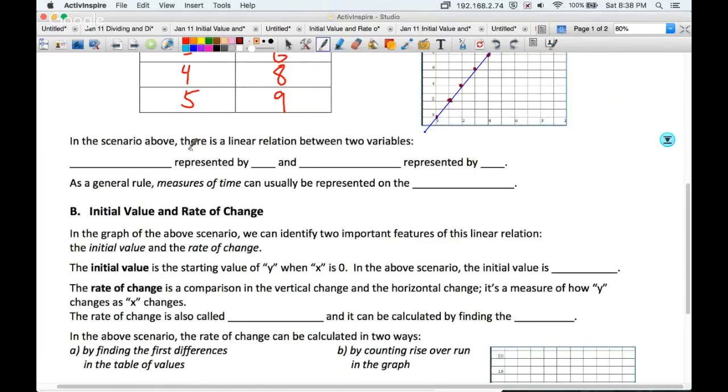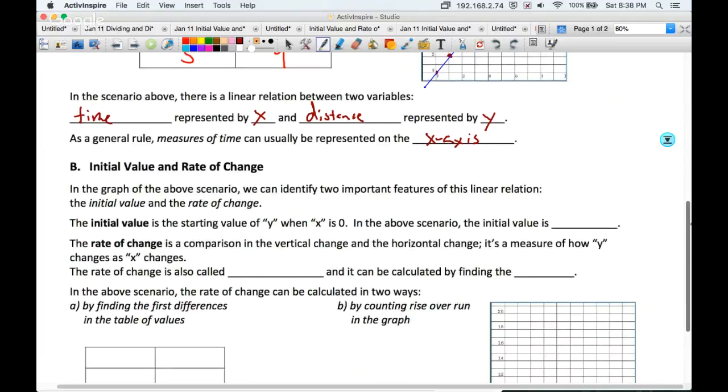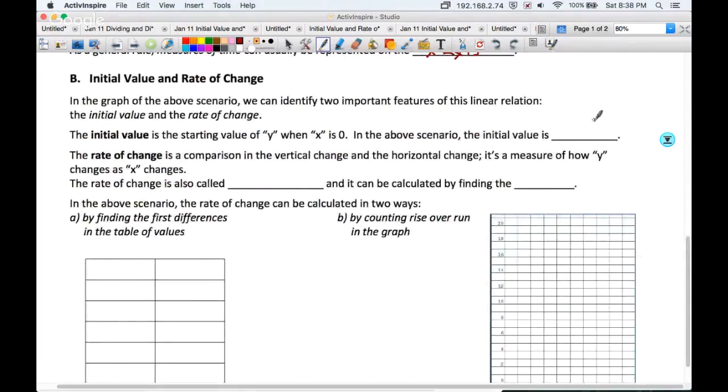In the scenario above, the linear relationship between the two variables, we have time, represented by x, and distance, represented by y. As a general rule, measures of time can usually be represented on the x-axis. That's a good thing to remember. We almost never put it on the y-axis. In the above scenario, the initial value was 0. He started at 0, so we know the initial value is 0 from the setup.